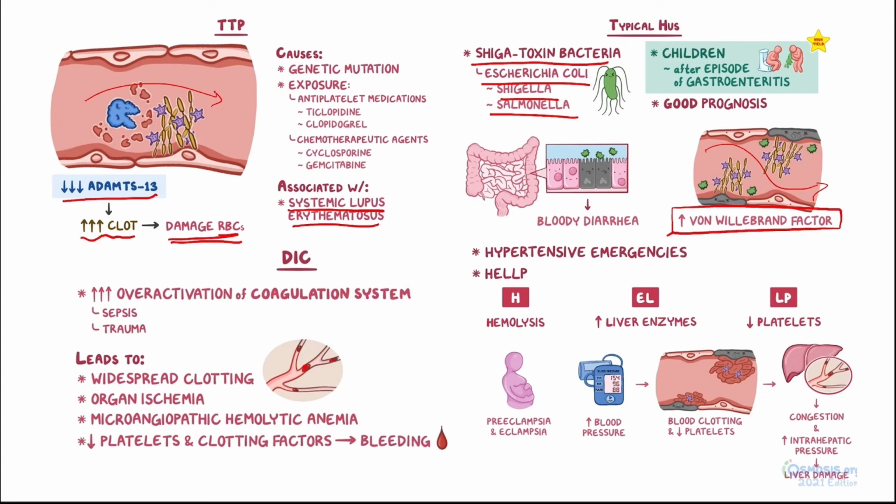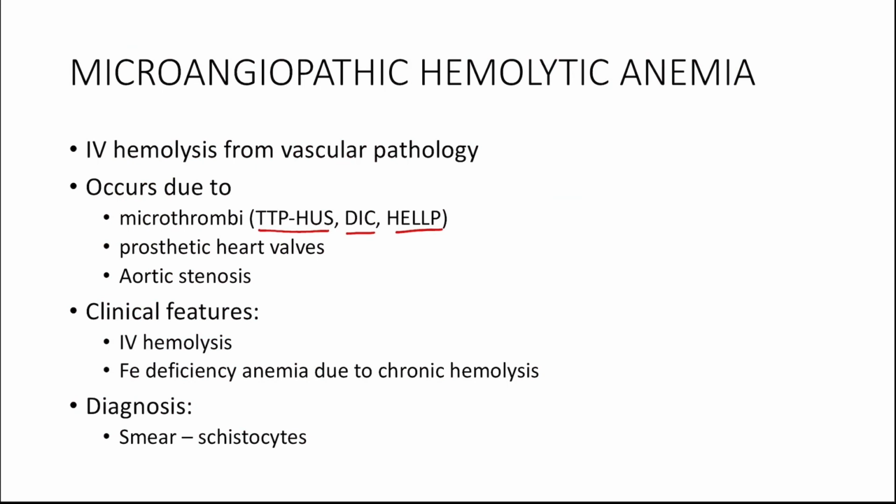And then you have HELLP, which is seen in pregnant women. It's a hypertensive emergency where you have hemolysis, increased liver enzymes, and decreased platelets. Obviously, that's just going to cause increase in blood clots and decrease in platelets. As a result, you have lysis of RBCs. Other than that, you have prosthetic heart valves that can cause increased hemolysis, aortic stenosis as well.